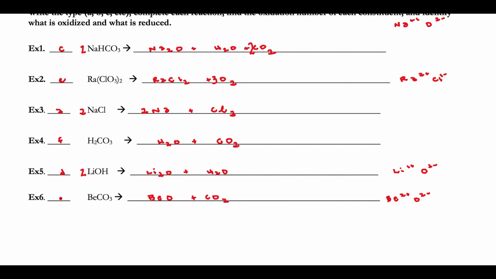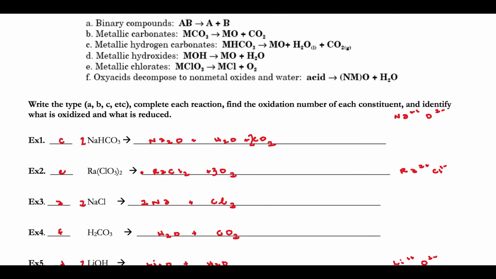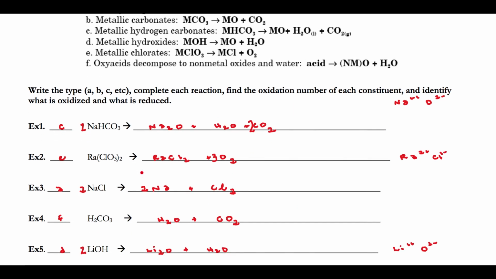Okay? And so this was a type B. So I've got 1 beryllium, 1 beryllium, 1 carbon, 1 carbon. 1 + 2 is 3 oxygens, and I am balanced. So I have now shown you all 6 different types of decomposition reactions you could possibly see.